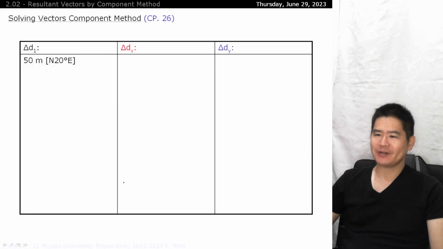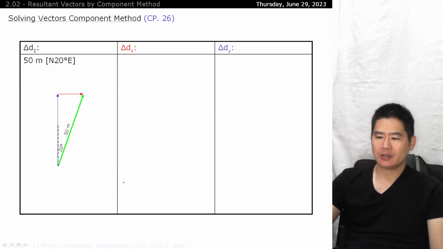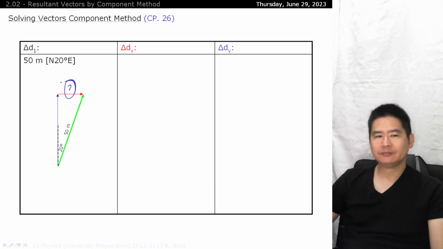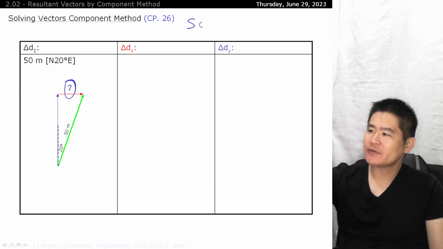So let's get started. Here's the first vector. If it helps, sketch out the vector itself. That way you can get your bearings and your directions straight. In this case over here, we probably want to draw out this triangle by starting off with our vertical component followed by our horizontal. After all, that's what the 20 degrees is describing. So how would we figure out this part over here? Use the memory aid of SOHCAHTOA.